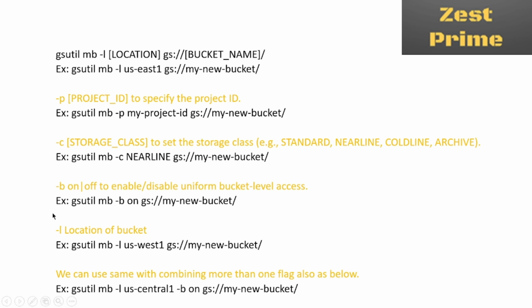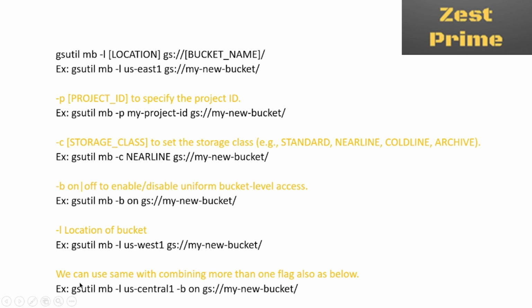Another option is hyphen b, which is used to enable or disable uniform bucket level access. It controls how people outside of GCP can access the bucket, and it can be enabled or disabled using this flag, that is, on or off. Hyphen l, we have already discussed, is for the location.